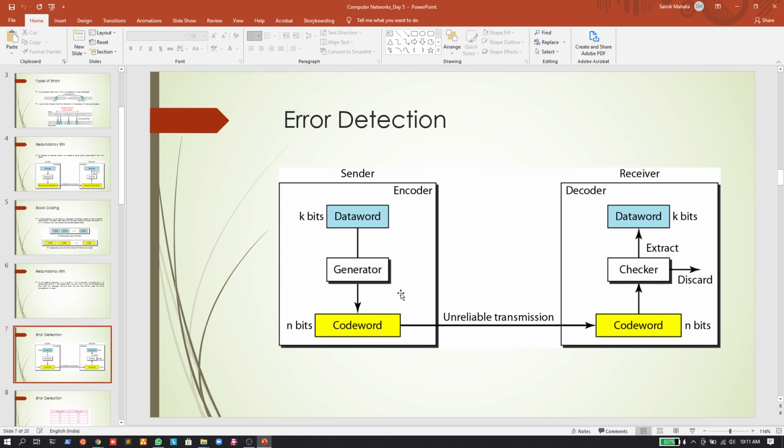Suppose this code word is now sent to the receiver side using an unreliable transmission. When the receiver receives the code word of n bits, the code word will be moved into the checker, right? Now what will the checker do? It will first detect the errors. If there is any error, it will discard the message. If there are no errors, what will it do? It will just extract the k bits from the n bits.